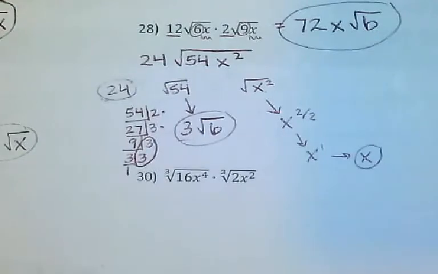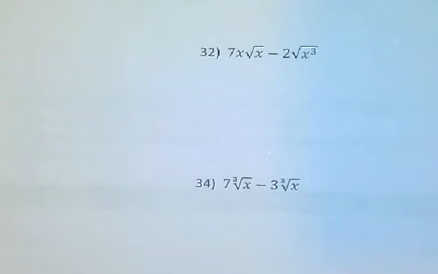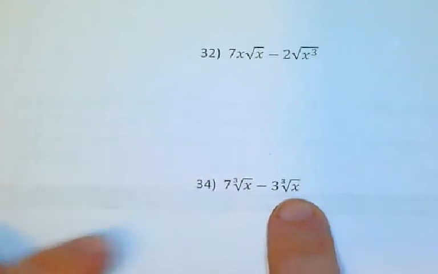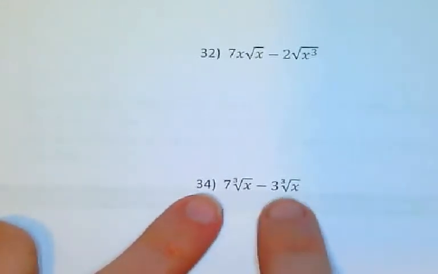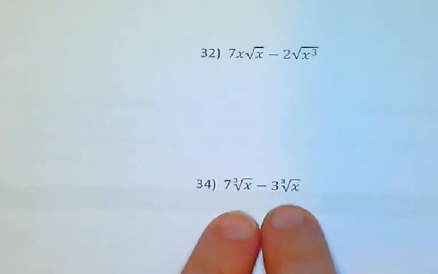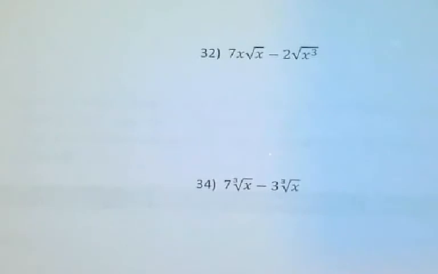When we are adding or subtracting radical expressions, they must have identical pieces. Just like if we were doing 7x minus 3x, we can subtract those because they're like terms. If we had 7x squared minus 3x, we wouldn't be able to subtract that because one of our terms has an x squared and the other term is just an x.